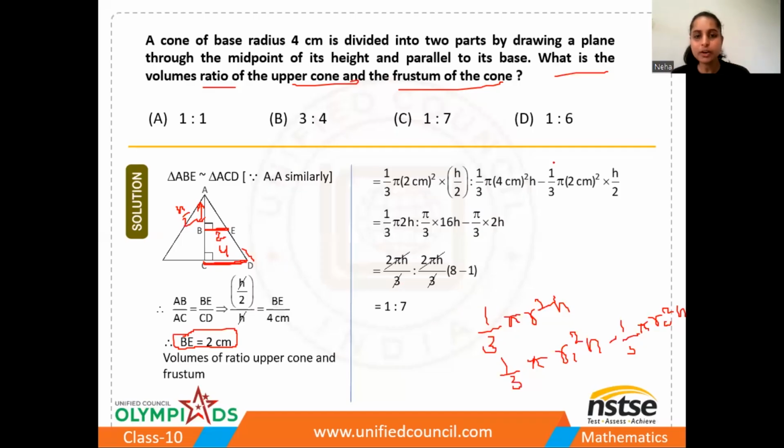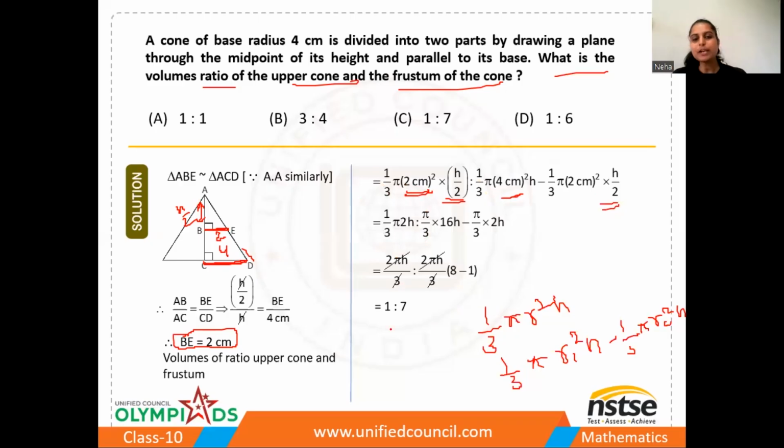So let me put the values in the formula. 1 upon 3 pi r square into h, where h is h by 2 for the upper one, and for this one, this is h, and for this one, this is h by 2. Perfect.